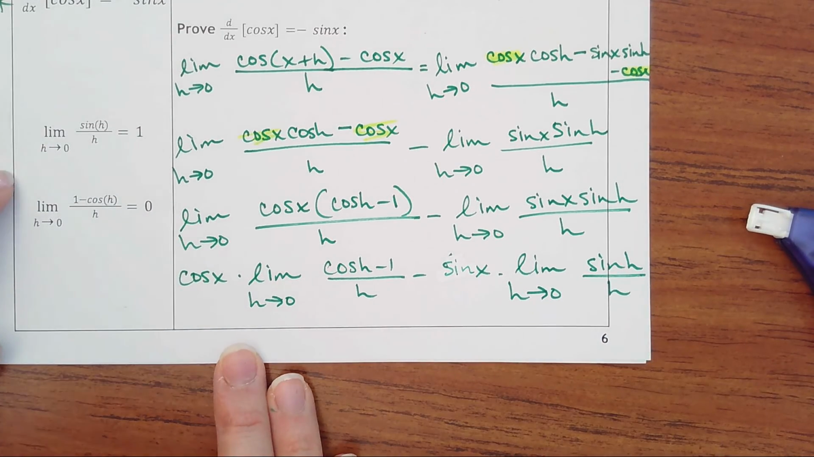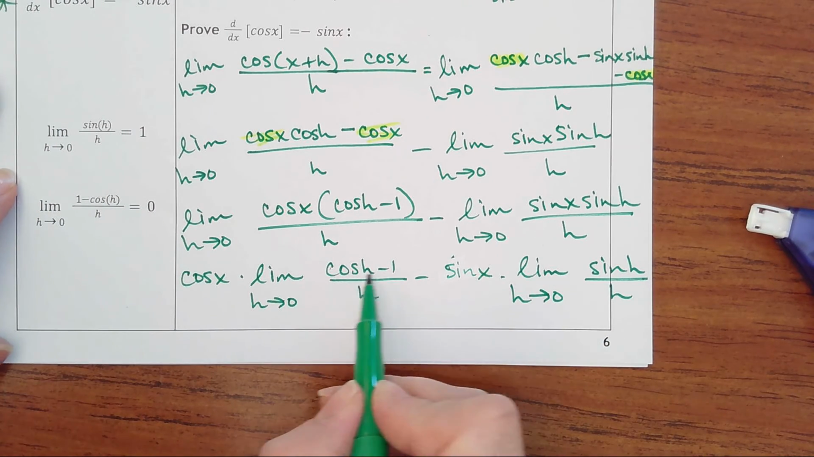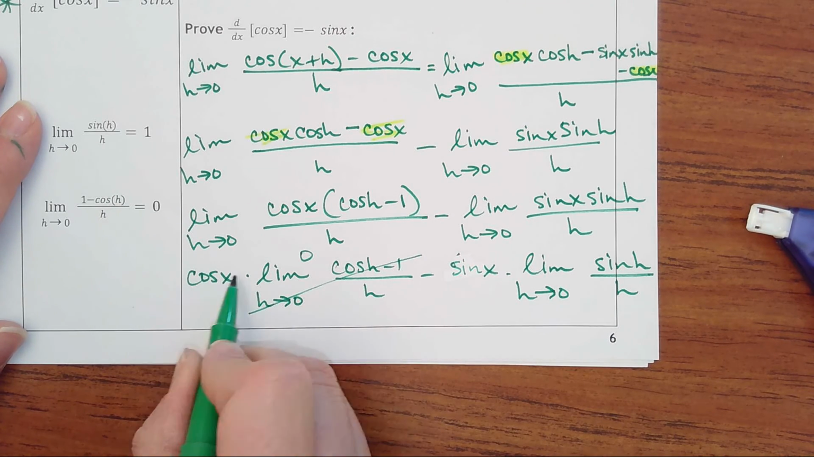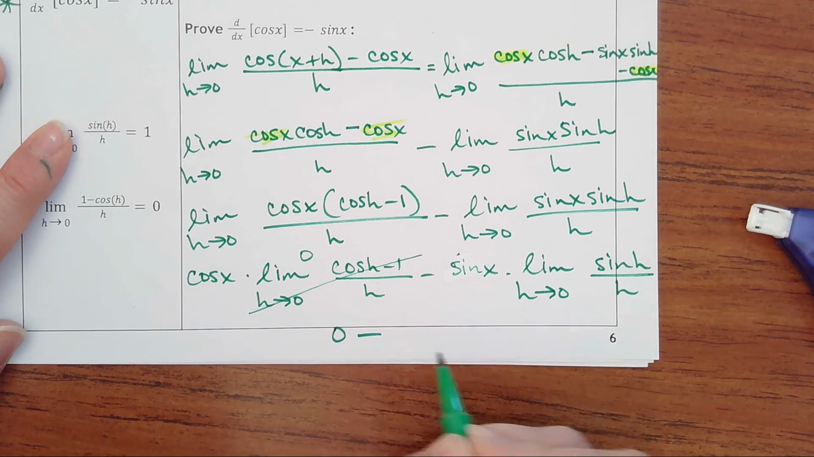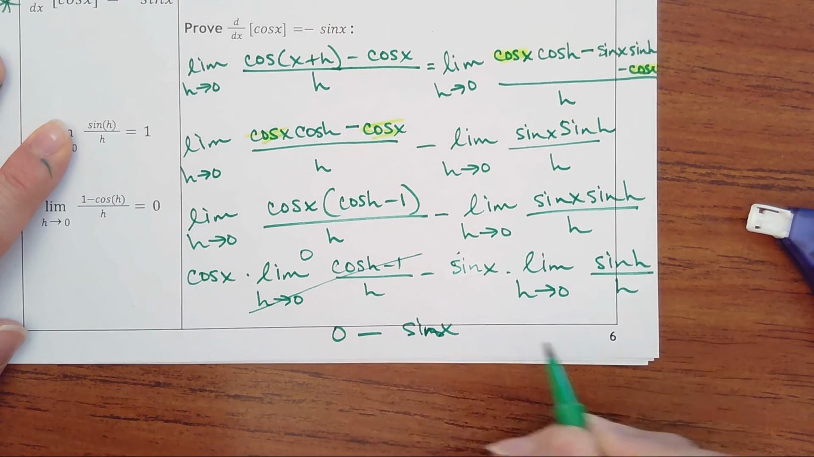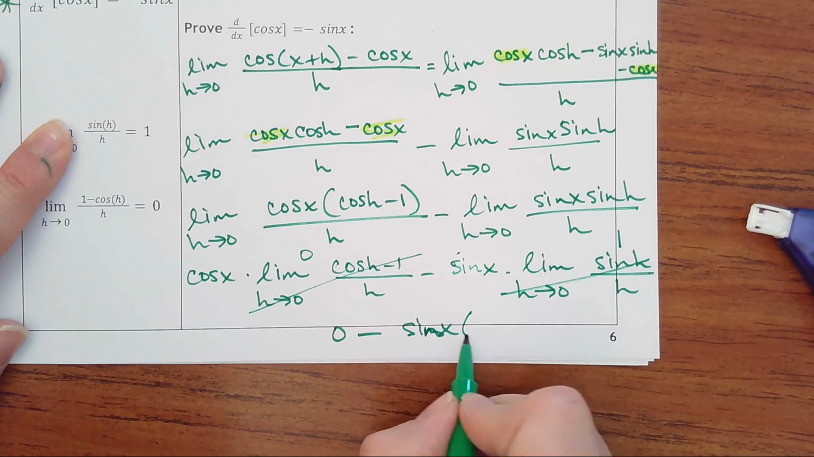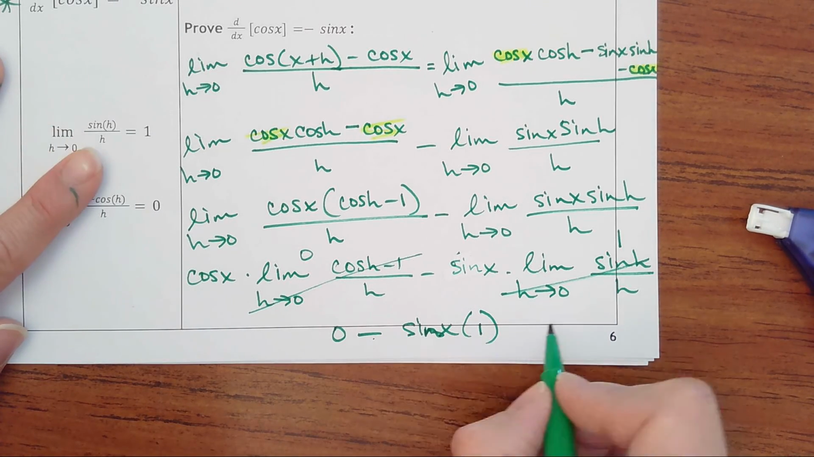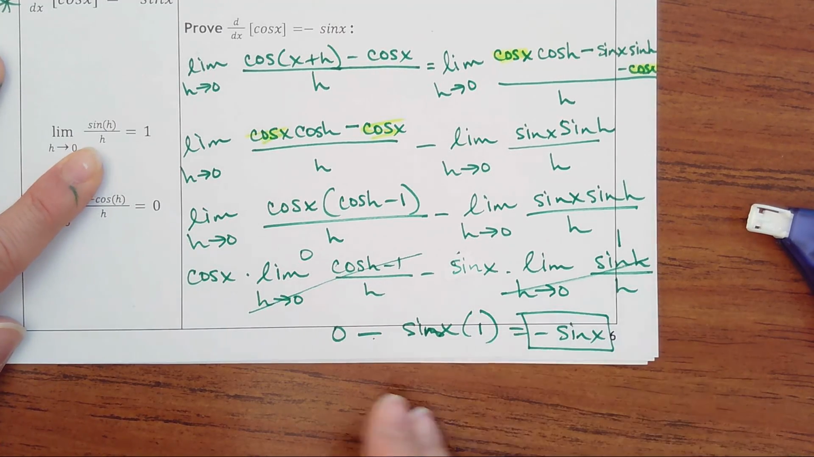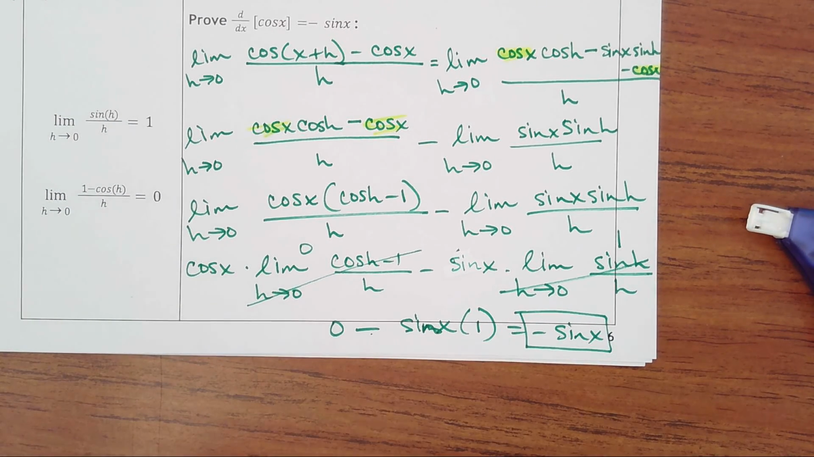And now we can use our properties over here. Remember that even if I switch up the terms, it doesn't matter, this is still really a 0. So I've got cosine of x times 0, that's 0, minus sine of x times, this is really 1, so I get negative sine of x. So that proves those two trig derivatives.